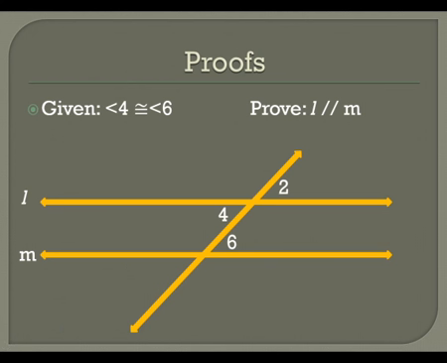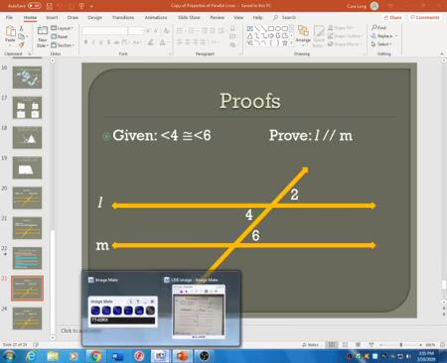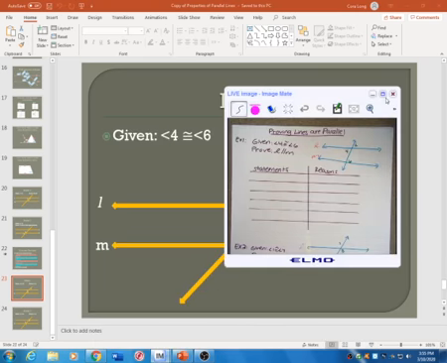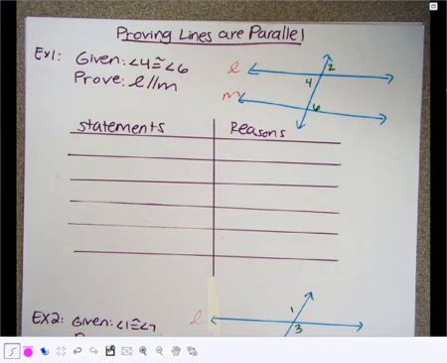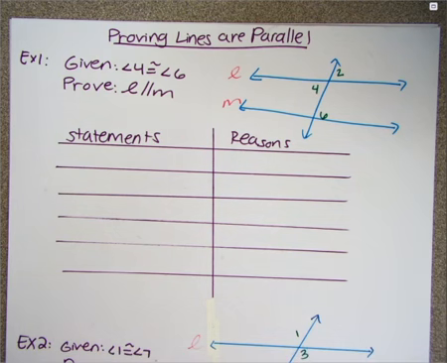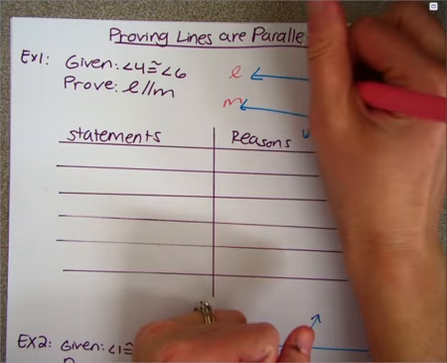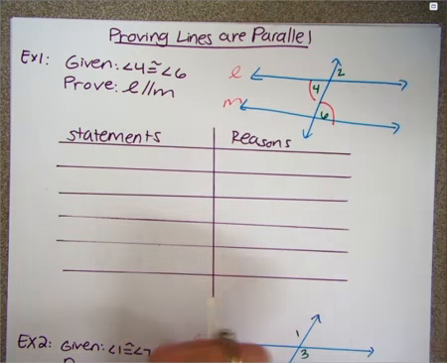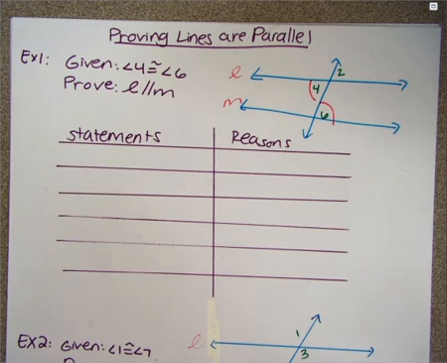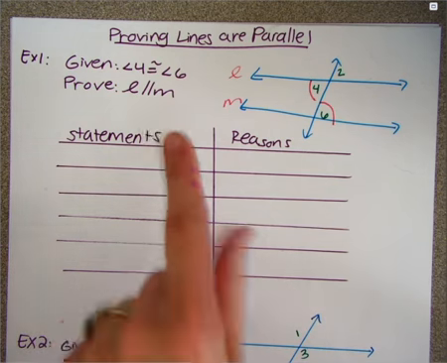So for example one, you can go ahead and copy down example one. This is how it looks. But I'm going to go ahead and get started, which I have copied down on this paper. So there you go. All right, example one, we are given that angle 4 is congruent to angle 6. So I'm going to go ahead and mark my picture. It's always good to mark your picture if you can. And I'm trying to prove that lines are parallel.